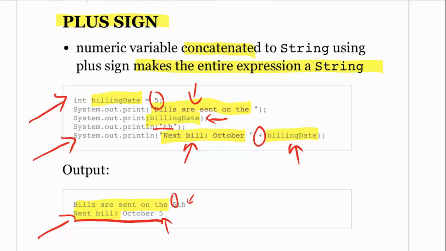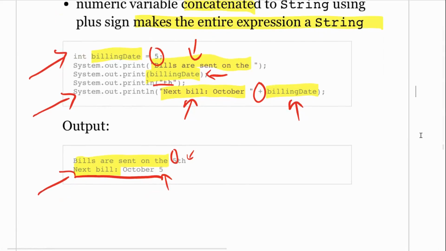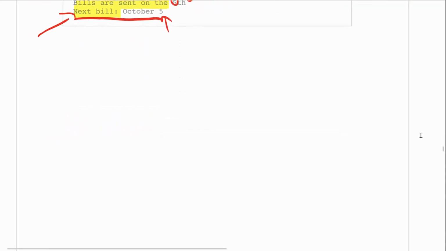Although it holds 5 in billing date, and 5 is an integer as we declared at the top, as soon as you concatenate it in a print statement or with any other string, the whole thing becomes a string. So 5 now becomes a string because it's set into the statement here that says next bill October 5th, or October 5. And so that whole line becomes a string. So it ceases to exist as a variable that is an integer.